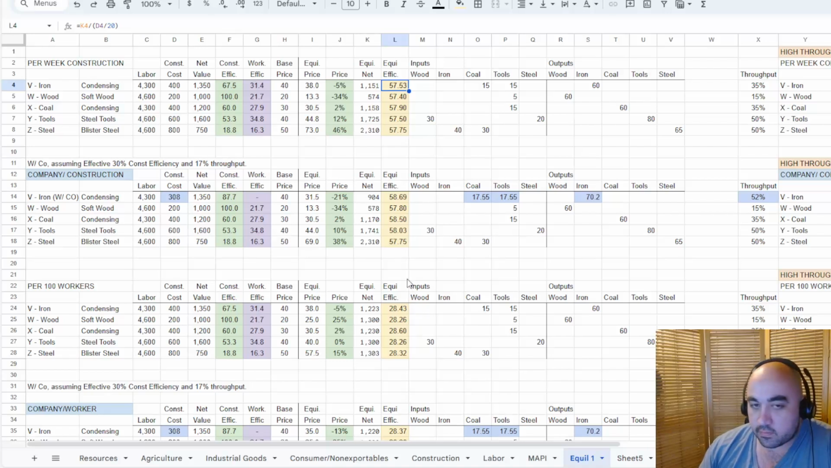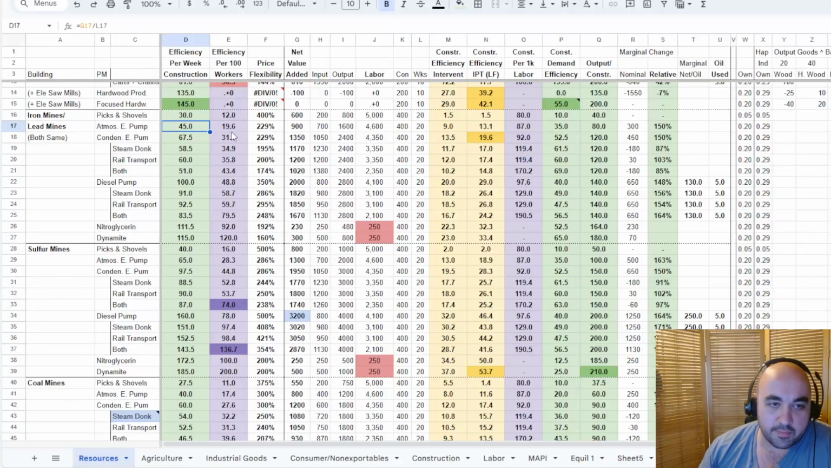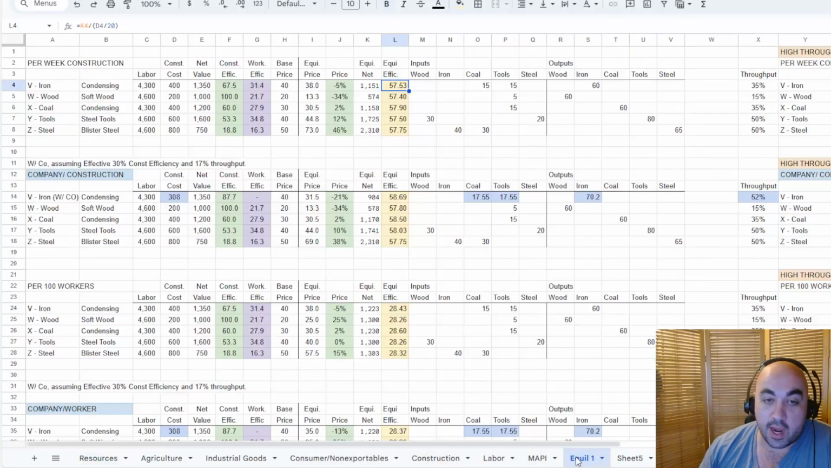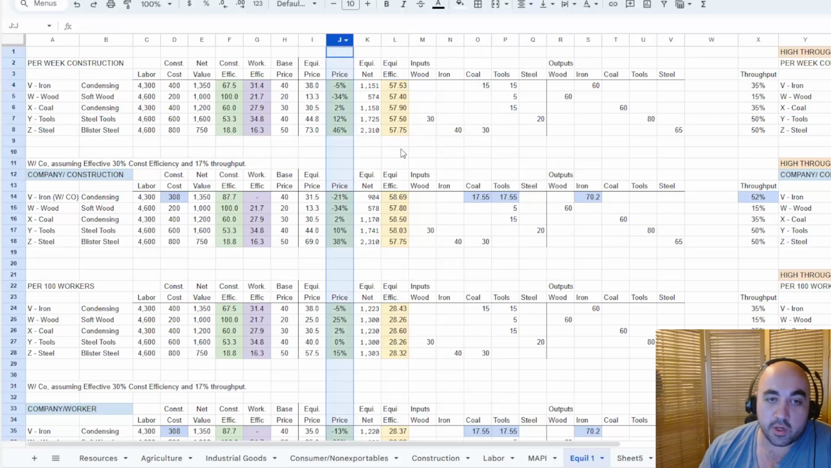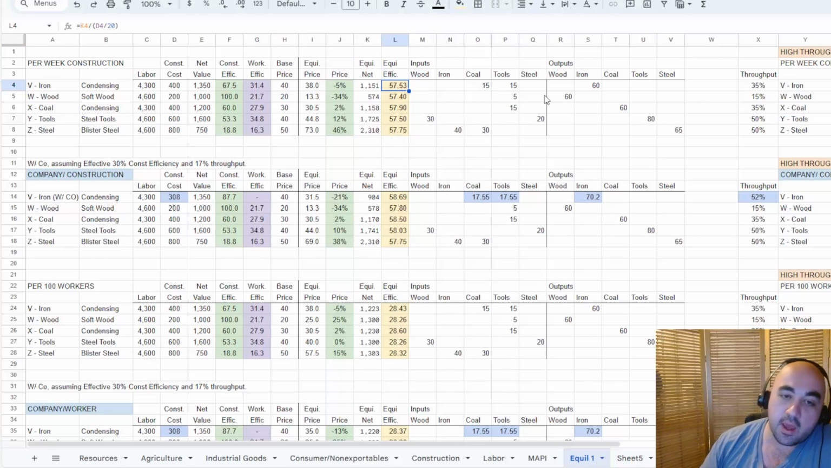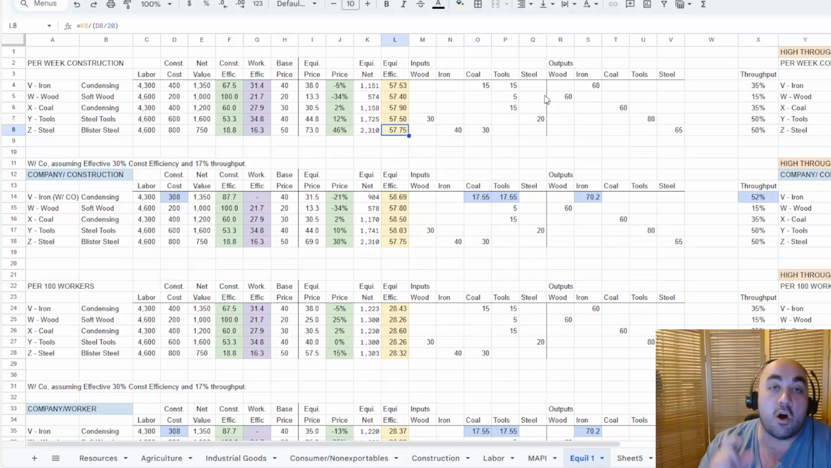57 here. Okay, so that doesn't look quite right. Oh, because it's on condensing engine pump. Yeah, so we would get 57 instead of 67. And so what we have done is, even taking into account all the changes of input price, these prices here will give us, roughly speaking, the same price for every single one of these 5 industries that are all interrelated.